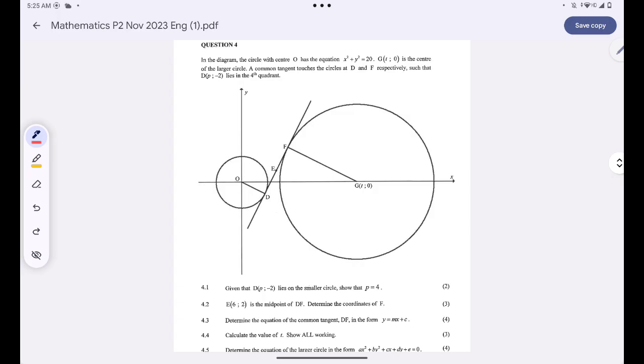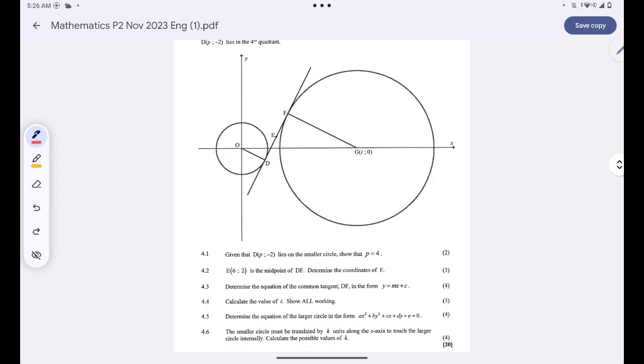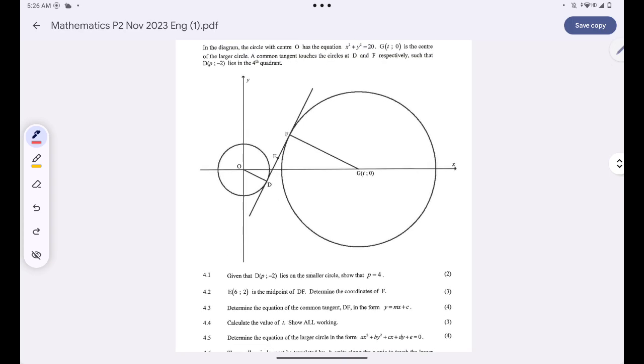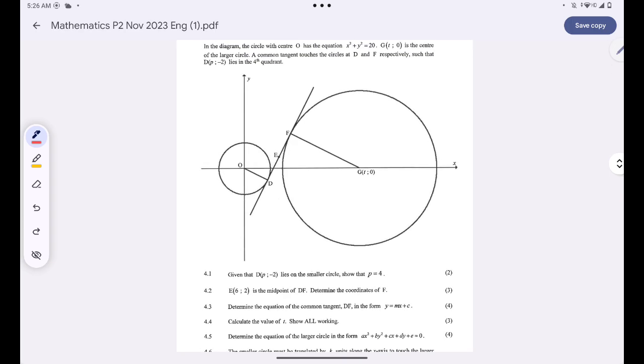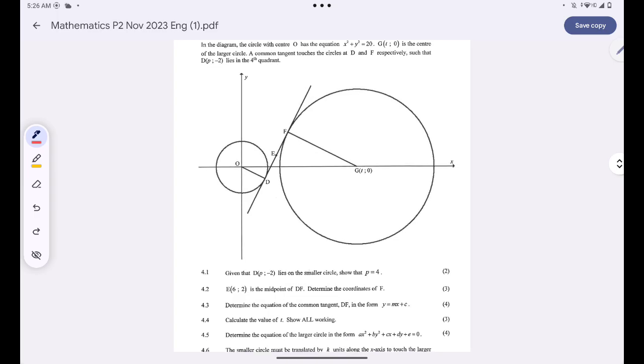Okay, question 4. In the diagram, the circle with center O has an equation of x squared plus y squared is equal to 20. And then G is the center of the larger circle. A common tangent touches the circles at D and F respectively, such that D is (P, -2), and it lies in the 4th quadrant. The first thing we are asked is to definitely show that P is equal to 4.